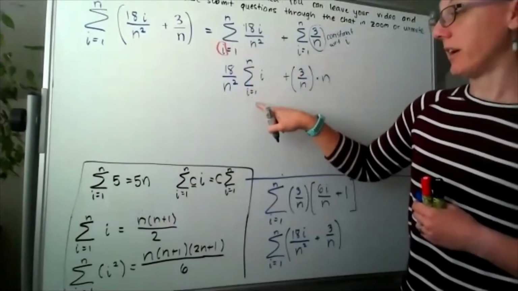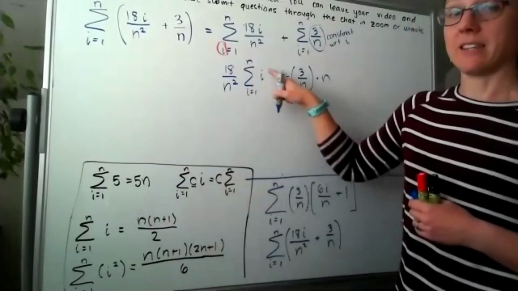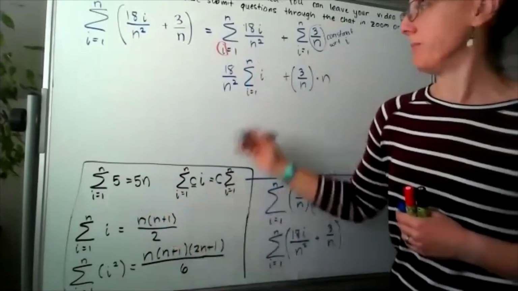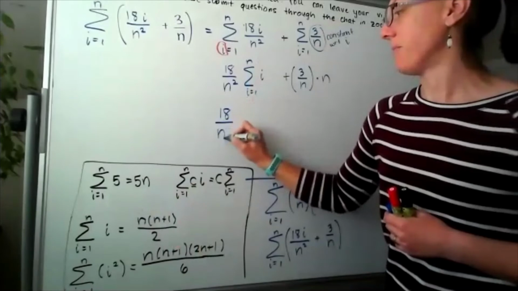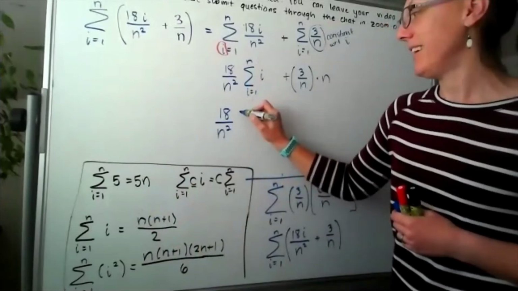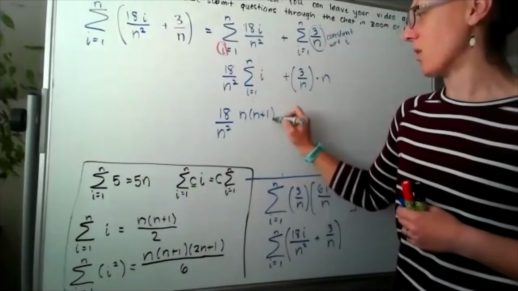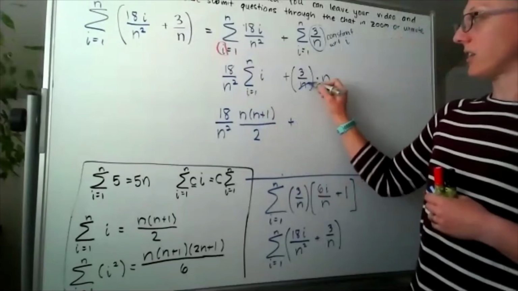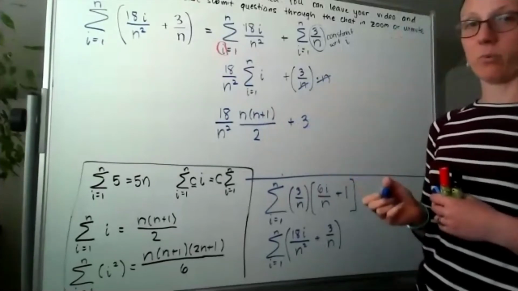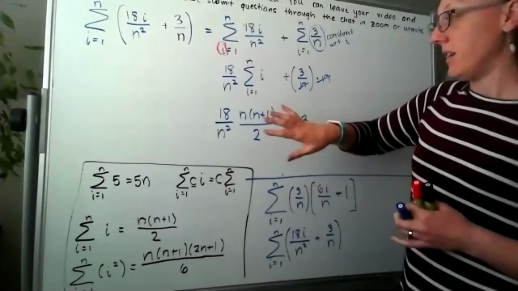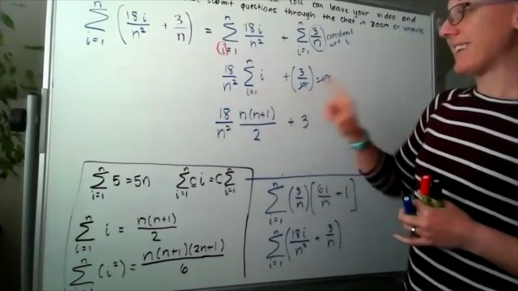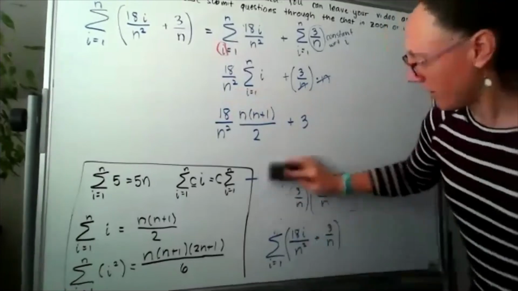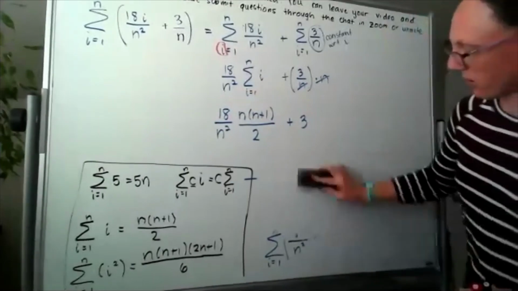On this one, we're going to use our summation rule and replace that sum of i from 1 to n with n times n plus 1 all over 2. So I've got 18 over n squared times n plus 1 all over 2, plus, here those n's will cancel out, and I'll get 3. That is almost as simplified as we can make it. I am going to erase this so that I can squeeze into the corner here.